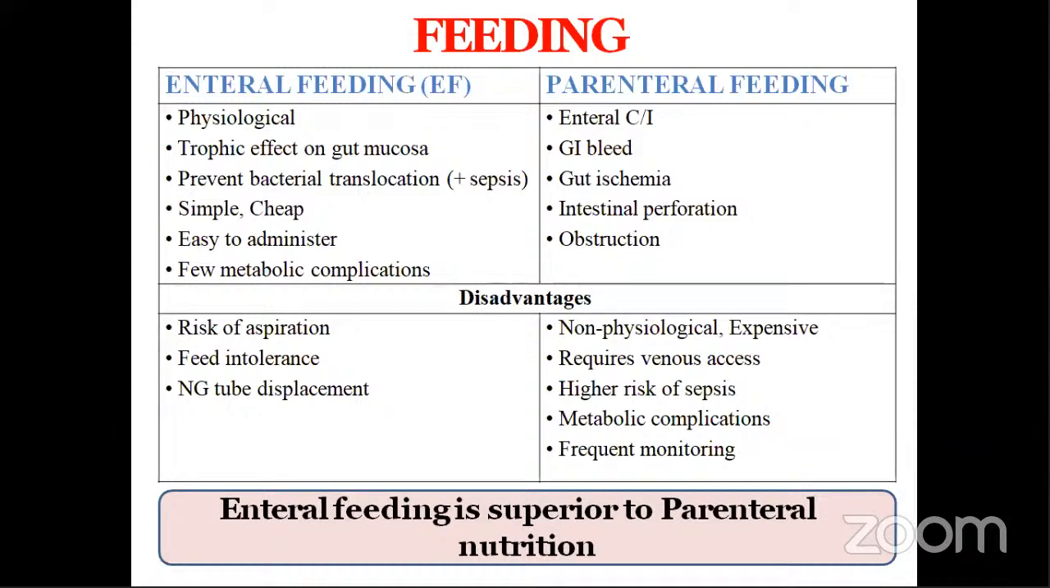There are two, enteral and parenteral. Enteral, where the GI tract is directly used to deliver nutrients and calories either orally or through NG or OG tube, is superior to and is the preferred one as compared to parenteral feeding, where the nutrients are delivered into a vein. And this is for obvious reasons, because enteral feeding is more physiological, has a trophic effect on gut mucosa.